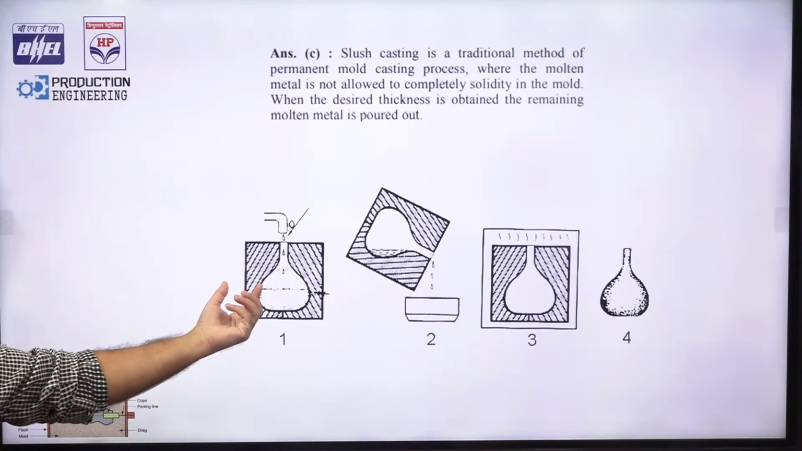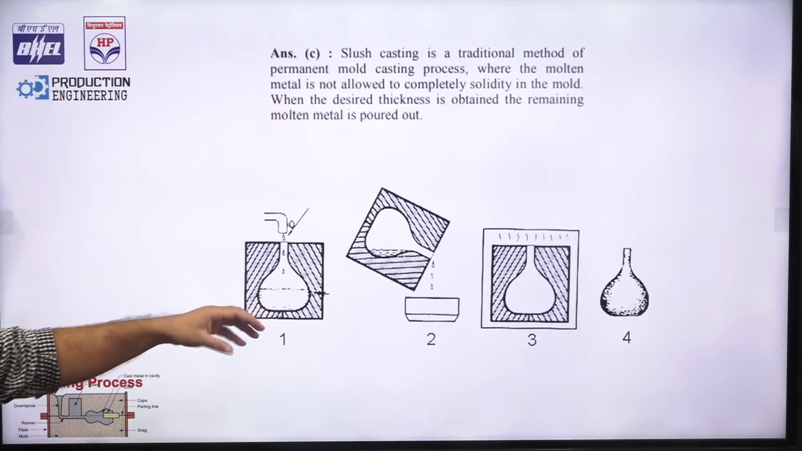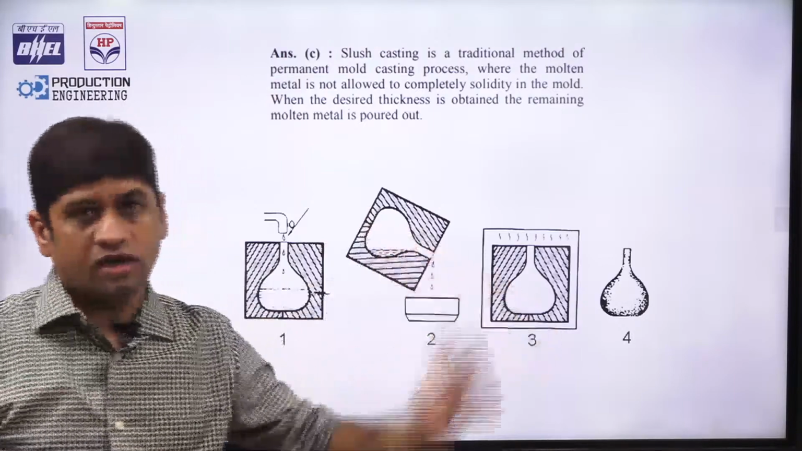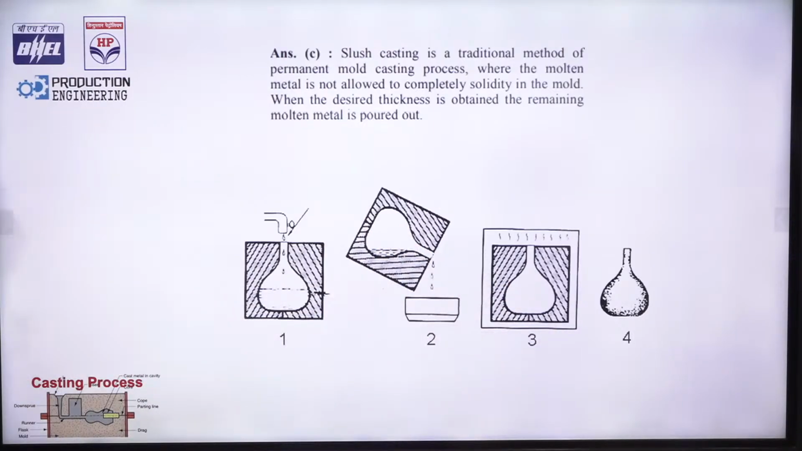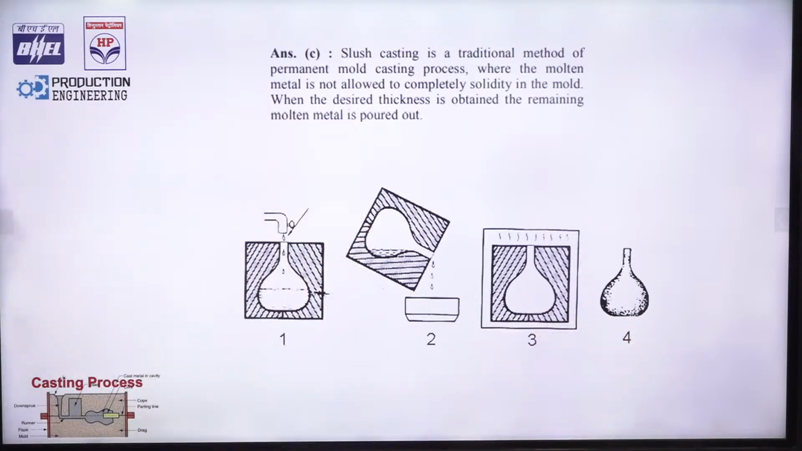You pour the molten metal into the mold cavity, then you remove it after some time, and a very thin layer of molten metal sticks to the mold cavity. That you can take out, and this is a very thin section. That is slush casting basically. So slush casting is a typical example of that.